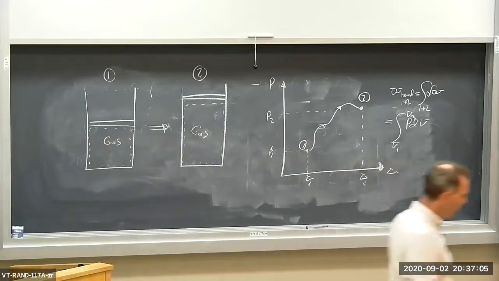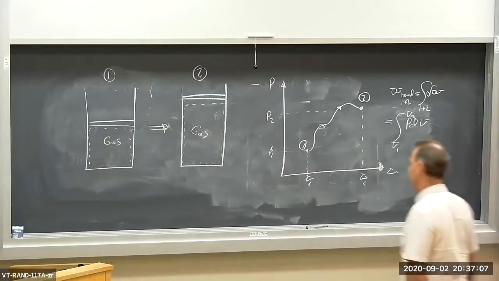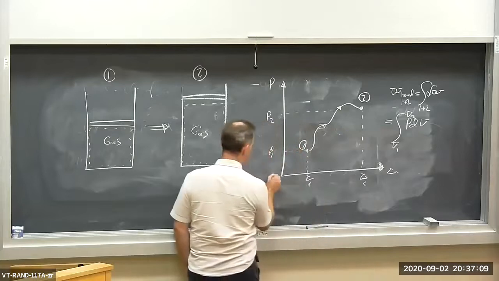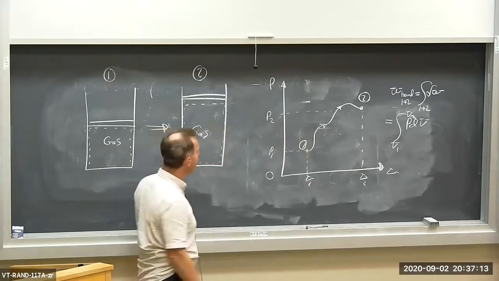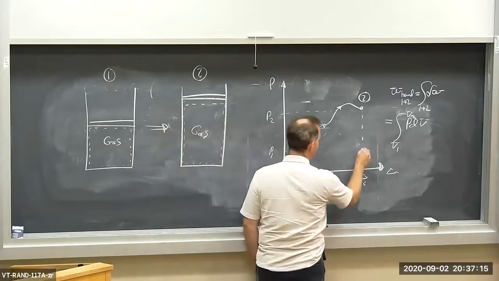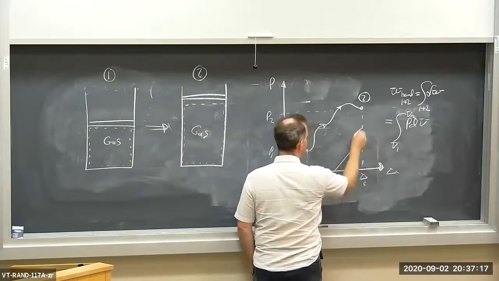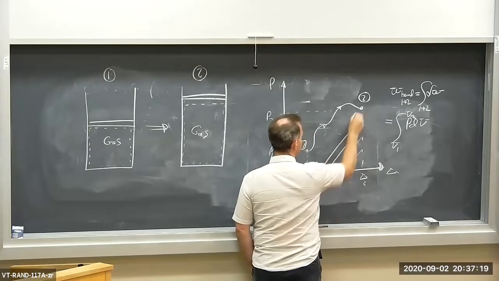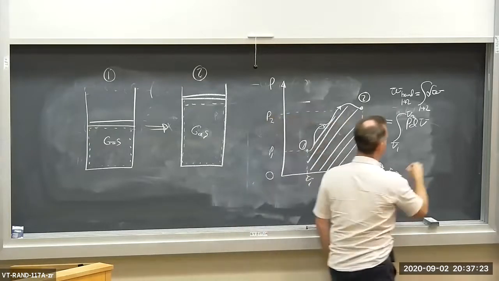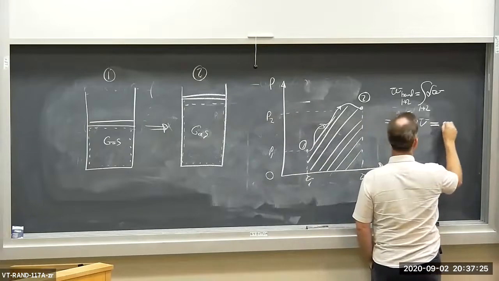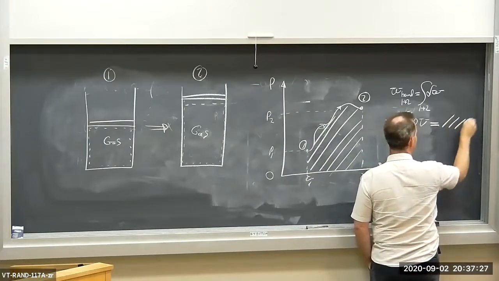How is that represented on this graph? This is zero pressure. Let's say this is zero right here. That integral, the integral of PdV, is indicated by the area underneath the pressure curve on the PV diagram. So this integral of PdV is equal to the area under the curve.